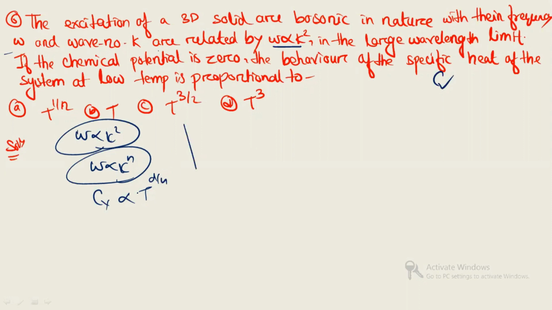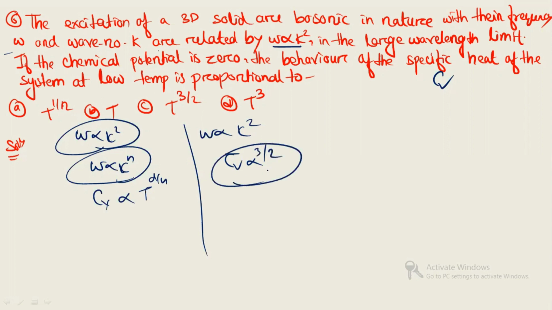So in this case, omega is proportional to k to the power 2. So CV is proportional to T to the power d by n, and d is already 3, so 3 by 2. Directly you can write that the specific heat is proportional to T to the power 3/2. So the correct option is option C. Done. You can see the density of states and these things.